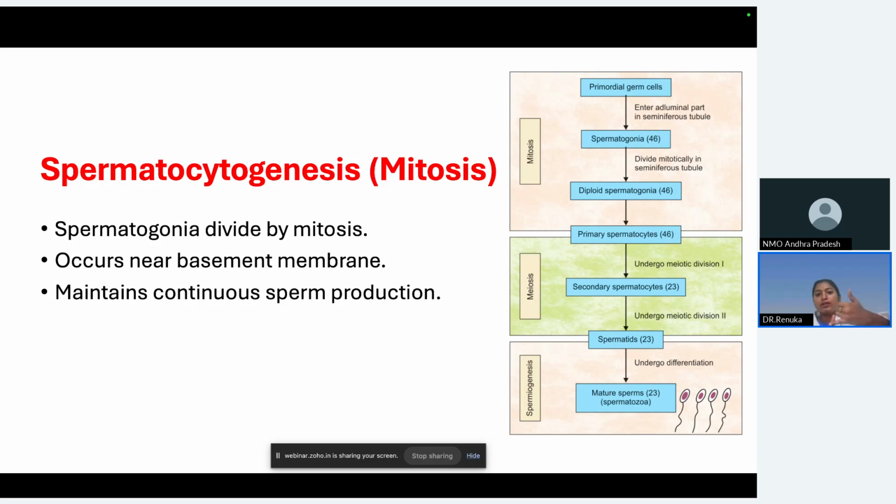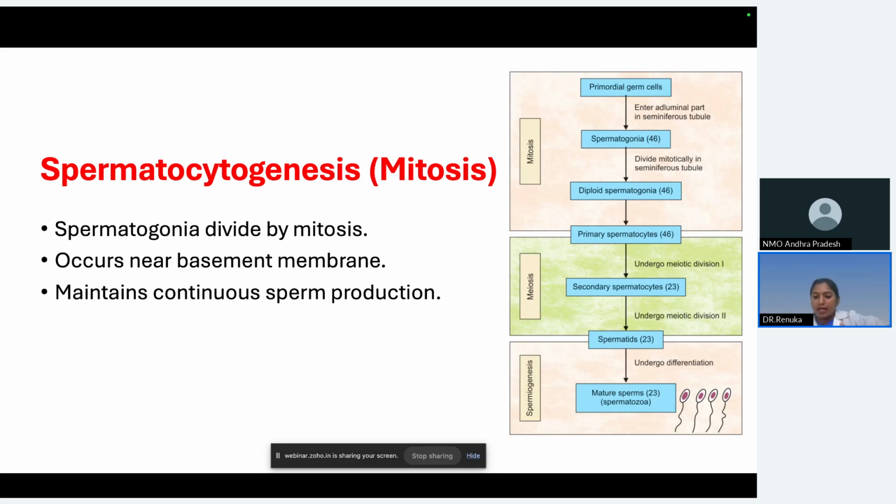Germ cells, which are diploid, enter the seminiferous tubule, where they are formed into spermatogonia, diploid, 46 in number. They divide mitotically. In mitotic division the chromosome number stays the same; they just multiply in number. So diploid spermatogonia will be formed, and then they are transformed into primary spermatocytes, which are diploid, 2n. This is mitosis: initially 2n and finally also 2n.